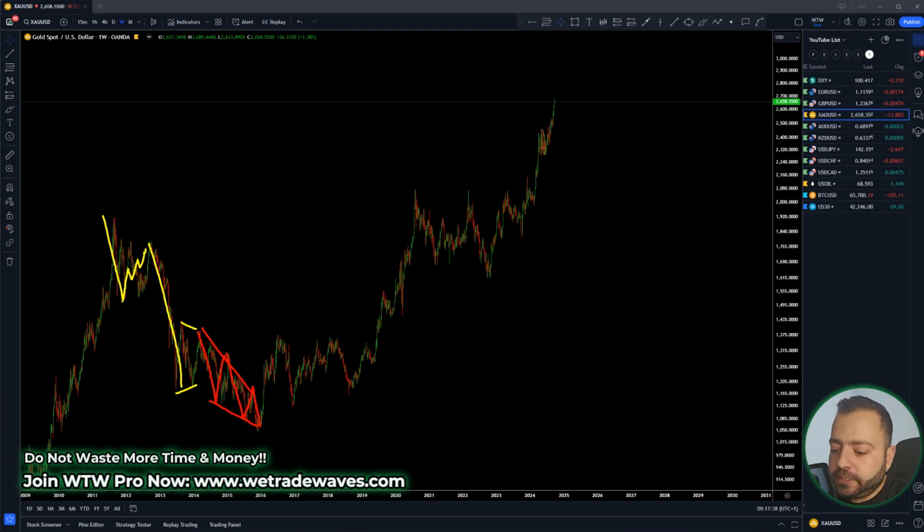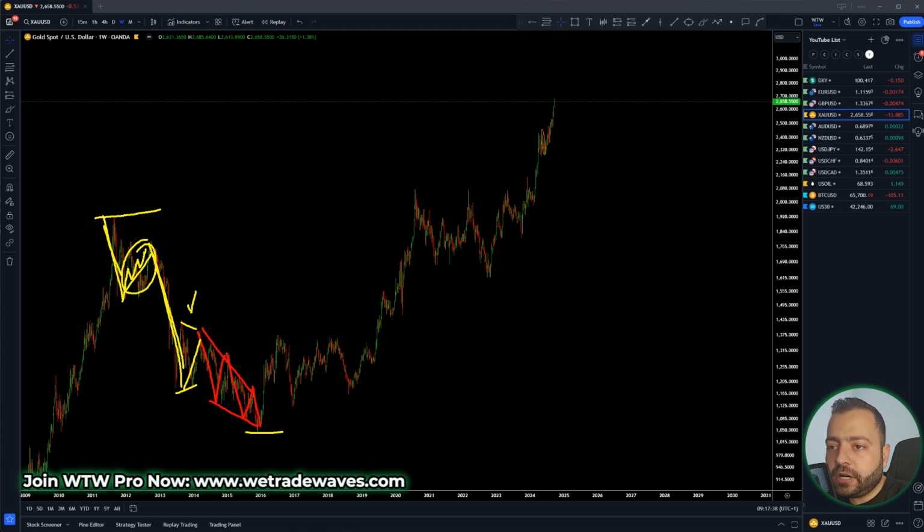Back to gold, to the top-down analysis. This was the structure, okay? We've got 1, 2, 3, 4, 5s. This is a corrective structure. This is a contracting flat. And this is a contracting ending diagonal. An ending diagonal, guys, is an ending structure where the market usually ends a structure or ends a trend, okay?